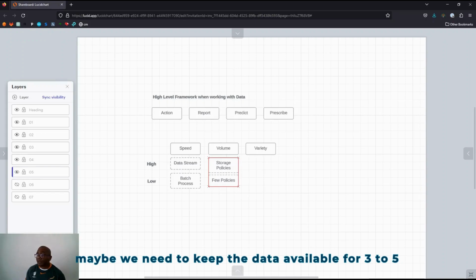Maybe we need to keep the data available for 3 to 5 years based on the SLA that we've got with our customers. And so I am going to archive some of that data, but some of it I'm going to keep fresh and alive so that we can use it whenever we want.